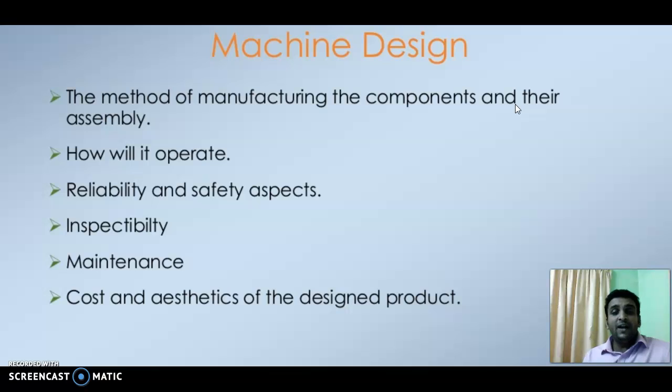Then the next point is the method of manufacturing the components and their assembly, where we can manufacture our product. That is the primary thing. Then how will it operate. Then next, the reliability, and the important thing is safety. Our product must always be safe, otherwise our product is not valued by human beings. So the safety aspect is very important in machine design. The next ones are inspectability, then maintenance, then cost and aesthetics. And another, it is a business idea, that is the cost is required for any design section. So these are the different factors we have to optimize for our development design.